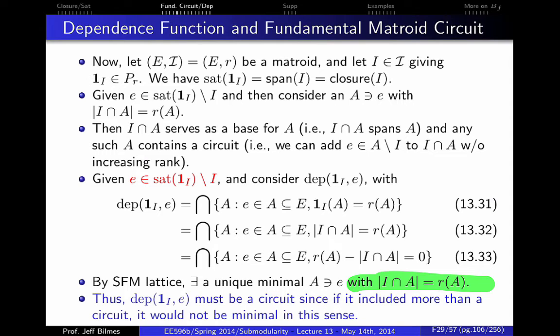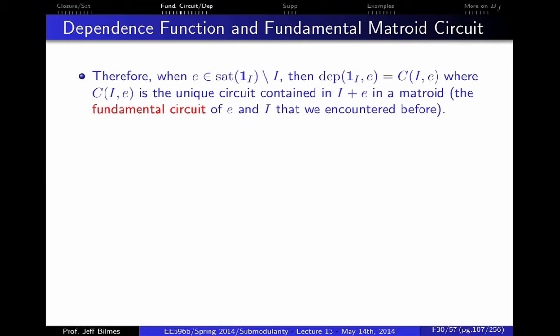And if it wasn't a circuit, suppose you had a circuit and you had one extra element. Well, the extra element is not in I, so it's not going to increase the intersection with I, and it's not going to increase the rank either, and so therefore it's not going to be minimal. So it's only the circuit that satisfies the minimality property, which is guaranteed to exist by the lattice of minimizers of the submodular function. So therefore, in the matroid case, dep is the same as the fundamental circuit.